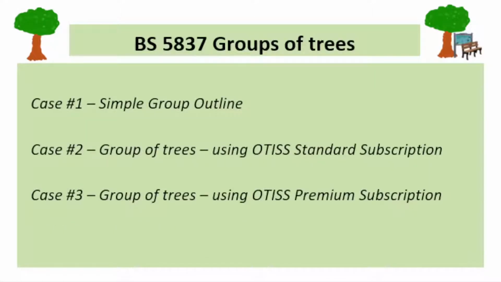First, we will plot a simple outline for a group, for example an area of shrubs or small trees. Second, we will plot a group of larger trees using the standard OTIS features. Finally, we will plot the same group of trees using the extra features provided with the premium subscription.